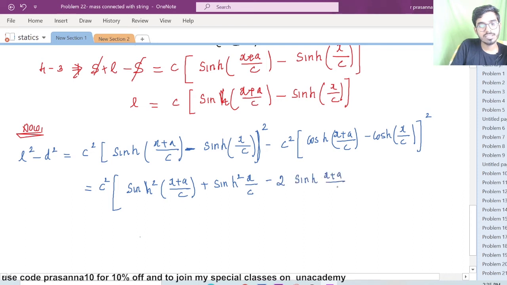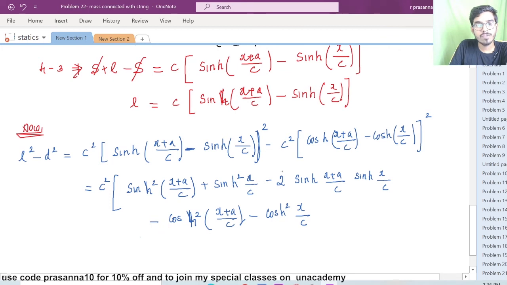Times sinh of x plus a by c, sinh of x by c. And again I'm just taking the minus inside. So a minus b whole square formula, it will be a square. Here we have minus outside, so it will be cosh square of x plus a by c, plus b square, where you have minus outside, cosh square of x by c, minus 2ab. So here we have minus outside, so it will be plus 2 times cosh of x plus a by c, cosh of x by c, right?